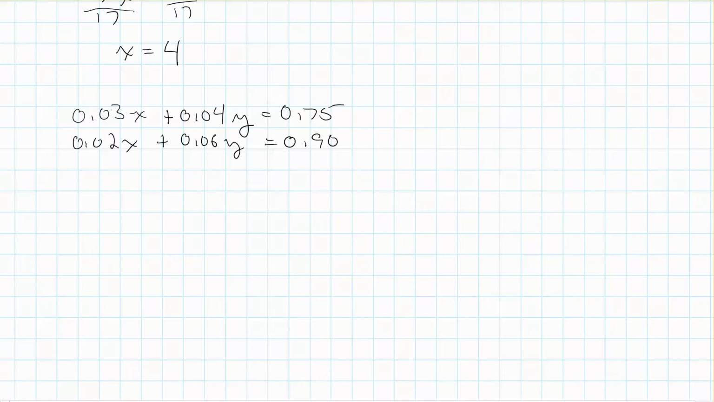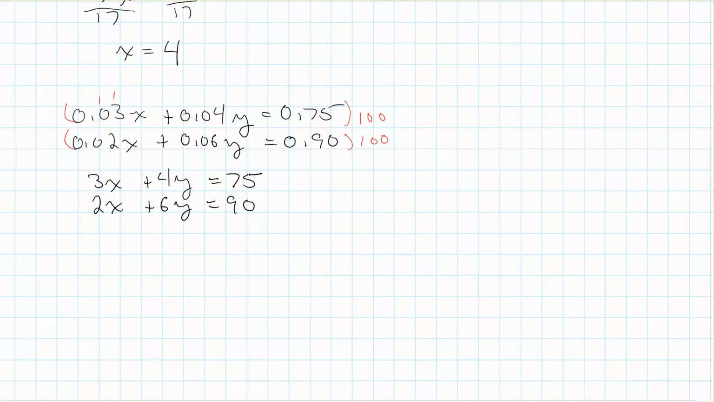What's the decimal place that's the farthest out? Well, this is the tenths spot, and this is the hundredths. So I've got decimals that go all the way out to the hundredths. So I'm going to multiply the top equation by 100, and then multiply the bottom equation by 100. Now if I do that, what do I get? Well, 0.03 times 100 is just going to be 3x. So I'm going to have 3x plus 4y, and then 0.75 times 100 is 75. And then the second equation would be 2x plus 6y is equal to 90. So I've got it where I now have no decimals.